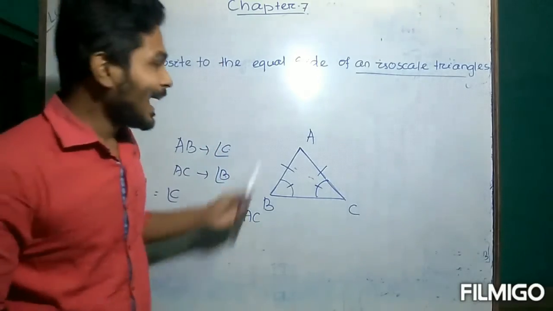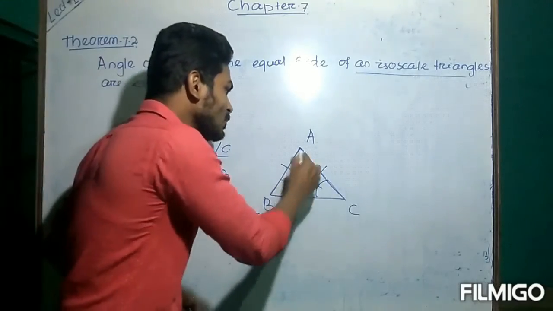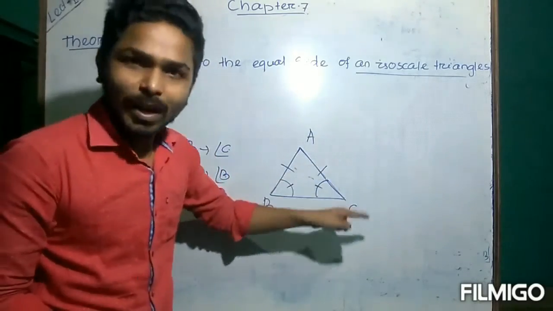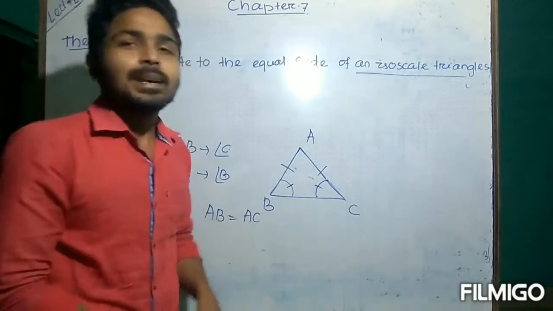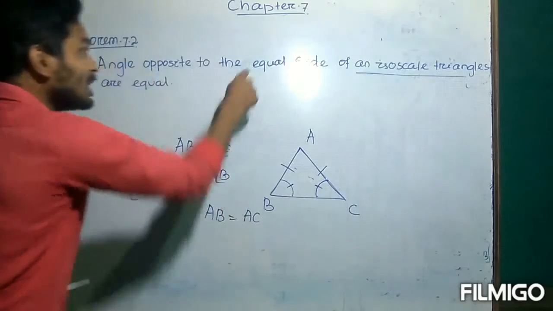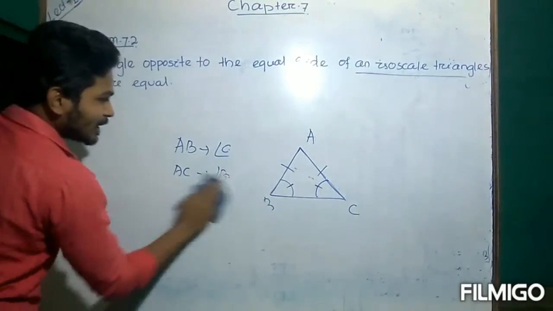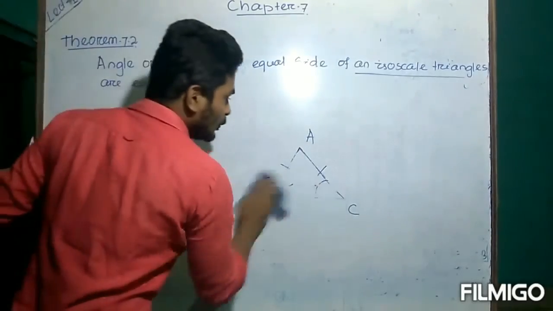Here the condition is ABC is an isosceles triangle, and in this triangle, if any two sides AB and AC are equal, then the opposite angles B and C must be equal. Okay, we have to prove this statement. This is the concept about the statement. So let us start proving this.